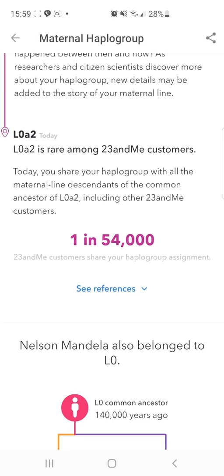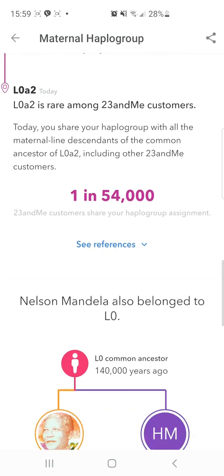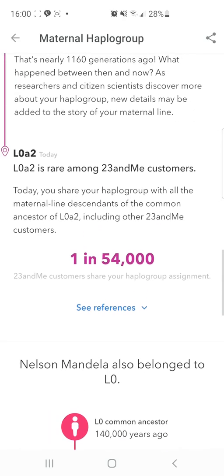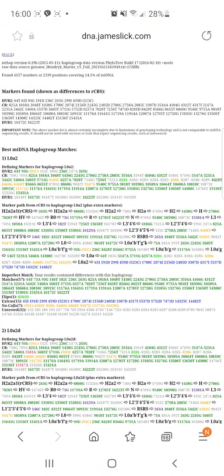but that's just a detail. I'm not really too preoccupied about this, and it's also connected to Nelson Mandela. So I was a little bit curious because I wanted to know what L0a2 is, and it didn't have much information. And I found this site called dna.jameslick.com. This site basically shows you markers for your mtDNA, and it also shows the ancestors that your mtDNA derived from.